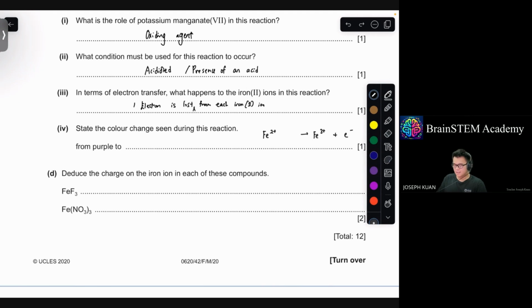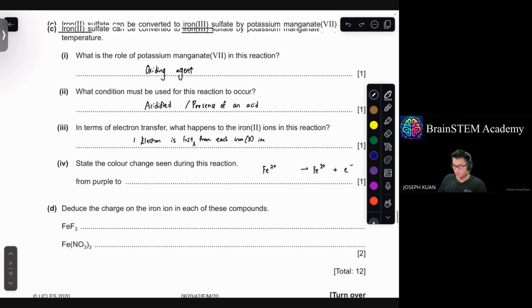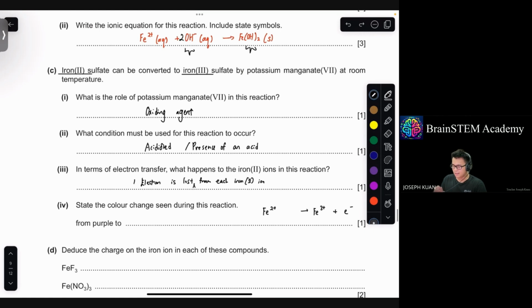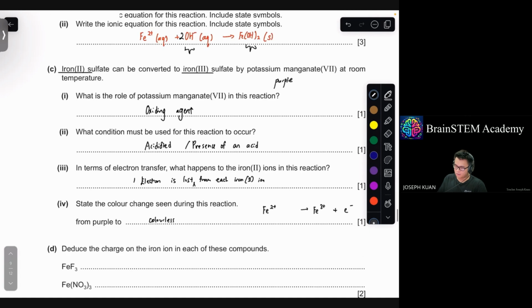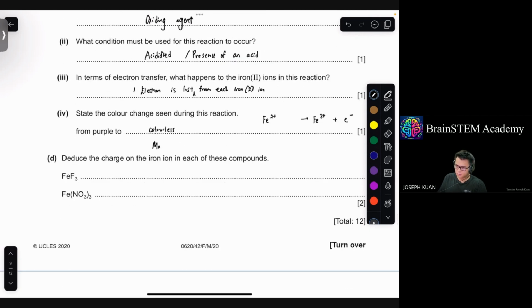Now 4, state the color change seen during this reaction. So acidified potassium manganate 7 is purple in color, but once it carries out its reaction, it gets reduced in the process, hence it turns colorless. Chemically it actually went from manganate ions to manganese 2 ion, which is colorless in nature.